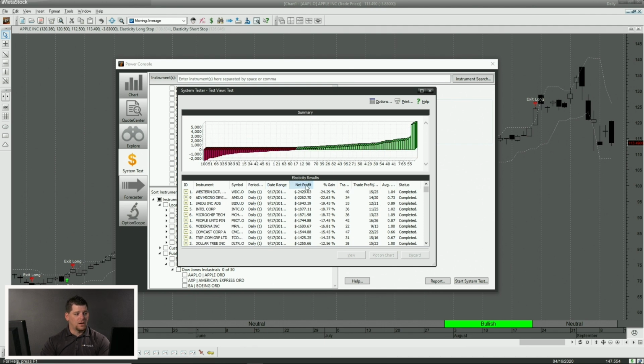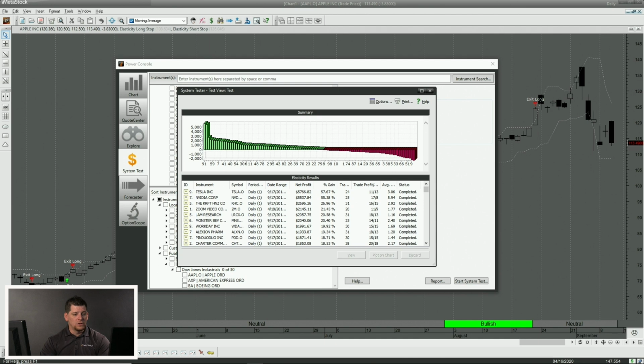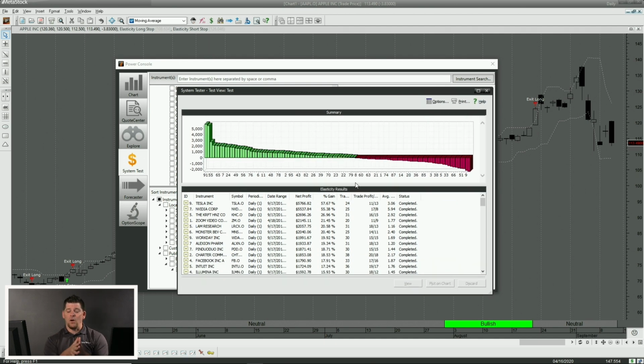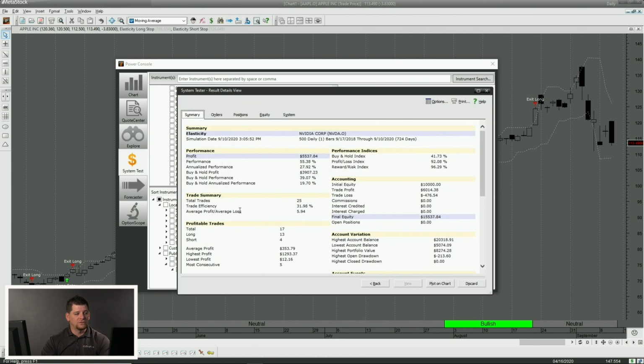We can see that our net profit, if we double click on net profit, you can see all the green here. That means that overall, the majority of the time, this system is profitable over almost the entire NASDAQ 100. In this specific case with Tesla, we gained 57% on our account based off of 24 trades. Next, NVIDIA Corp. We actually had a net profit of $5,500. We profited 55%. We grew our account 55% off of 25 trades. So as you can see, this is a very, very consistent trader.